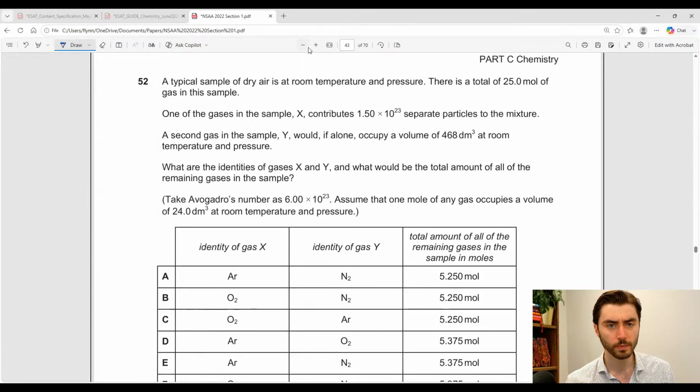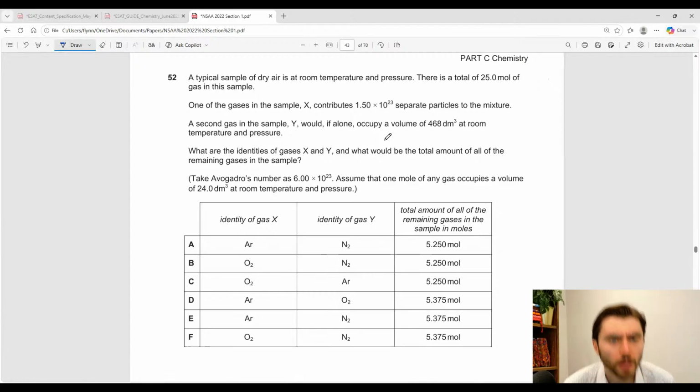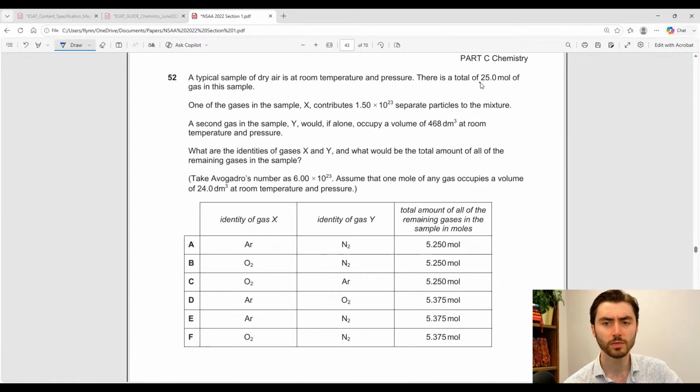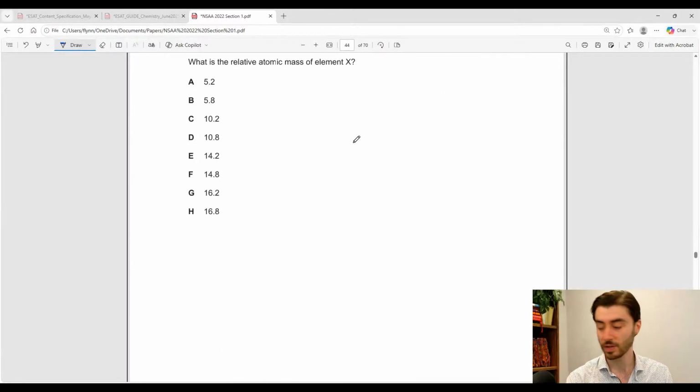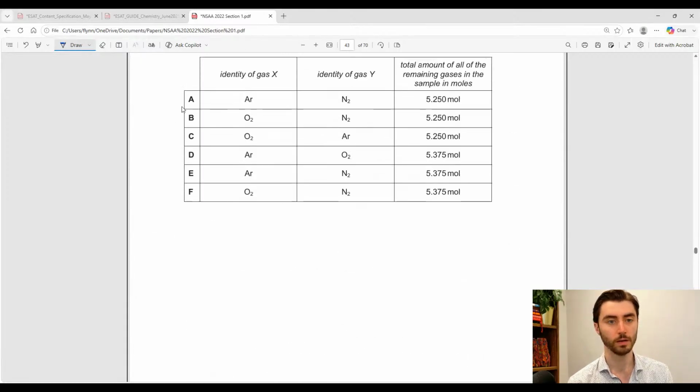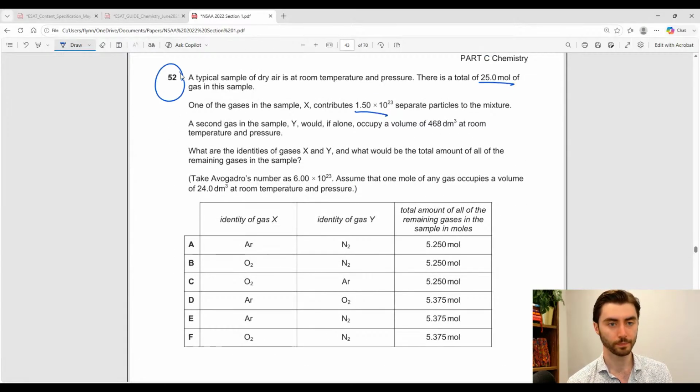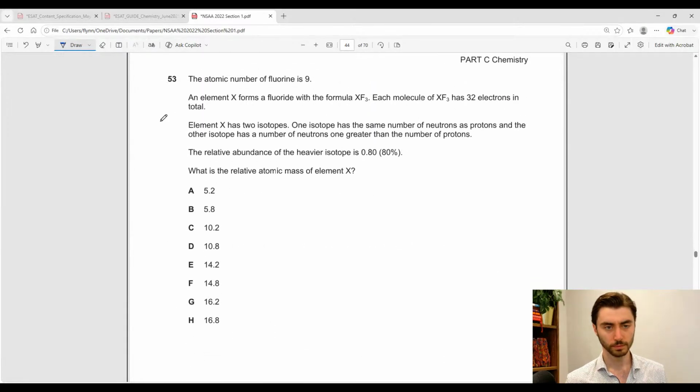52. A typical sample of dry air. Total of gas. One of the gases in the sample contributes... Skip. Second pass for this. So I've got to come back for 52. I'll circle it. In the real thing, I would flag it.